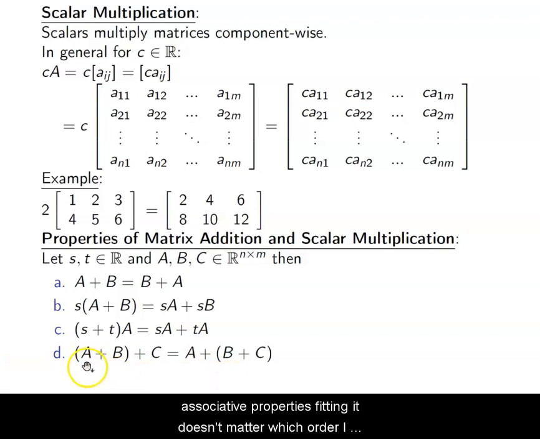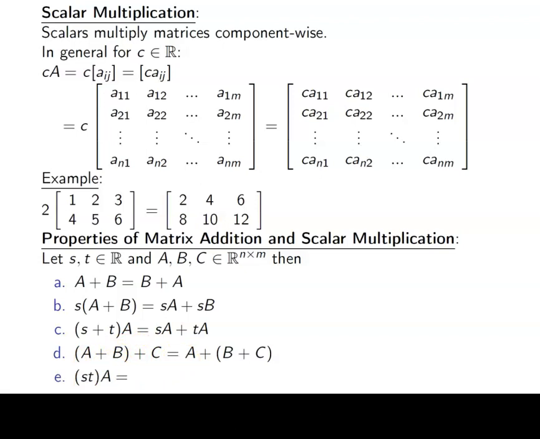So this is the associative property. Meaning it doesn't matter which order I add matrices together, as long as they all end up getting added together, right? S times T times A, so again, S times T is a new scalar, times A. It would be the same thing if I took only one of those scalars and multiplied it times A, and then I multiplied the second scalar times that scalar product.